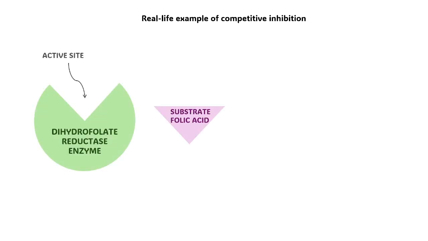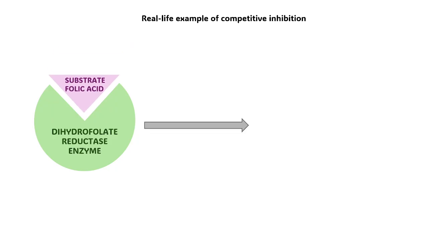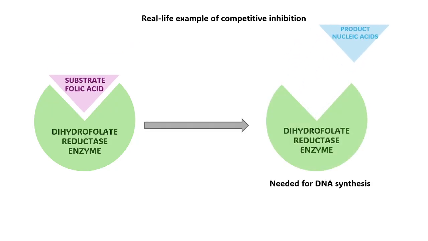A real-life example of a competitive inhibitor is the drug methotrexate. In the body, an enzyme called dihydrofolate reductase normally binds with folic acid to help produce nucleic acids, which are needed for DNA synthesis.